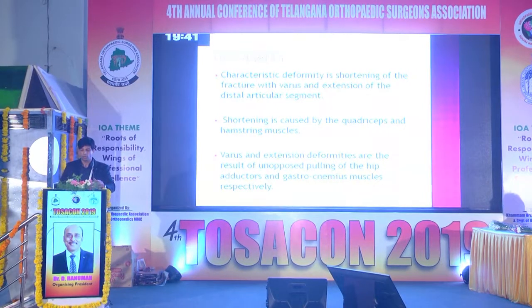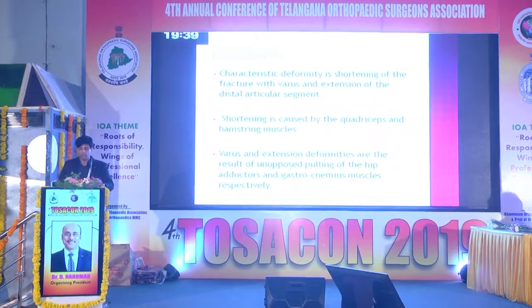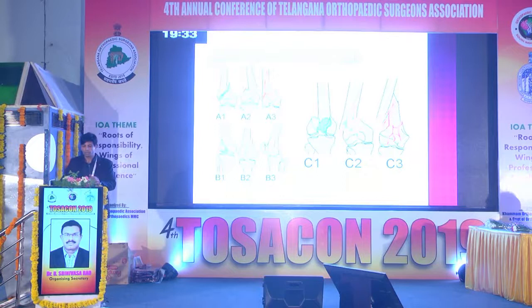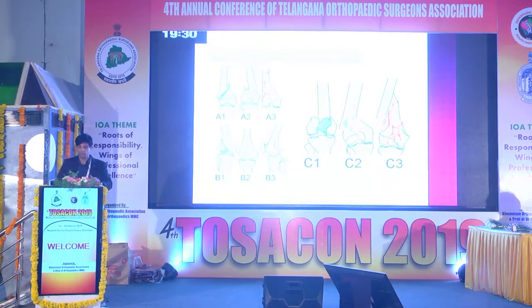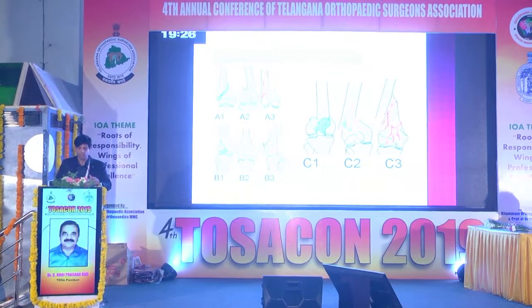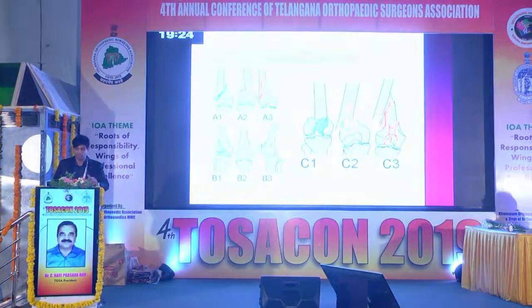Shortening is caused by the quadriceps and hamstring muscles. Extension and varus is caused by the unopposed pull of the gastrocnemius and adductors. This is the AO classification. A is extra-articular, B is partial intra-articular, and C is complete intra-articular. Again subdivided into sub-classifications. I will not be going into detail of this.